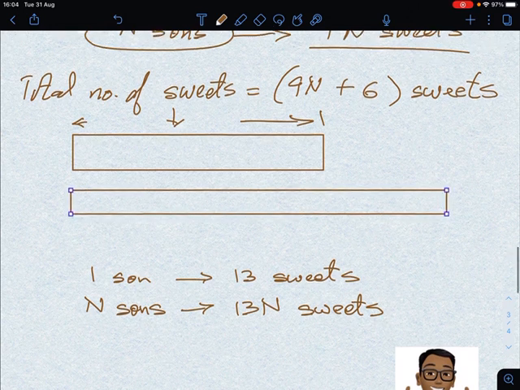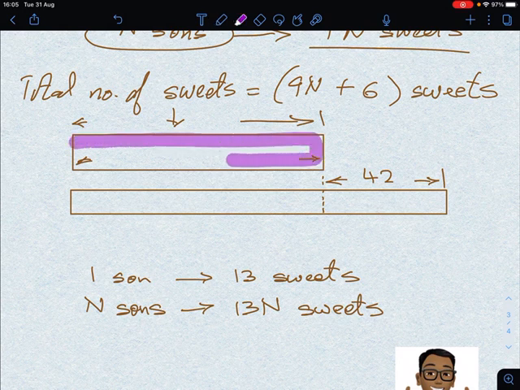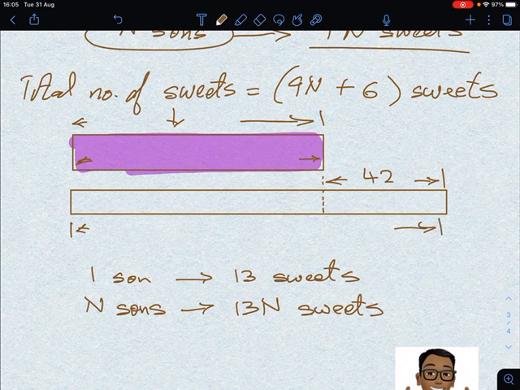Okay, let me just draw a nice model for you. Okay, alright, that means this will be the shortage of 42, correct? Because he only has this amount, from here to here. This is the number of sweets that he had. Therefore, from one end to the other end will be 13n number of sweets, right? So his shortage is 42 sweets.